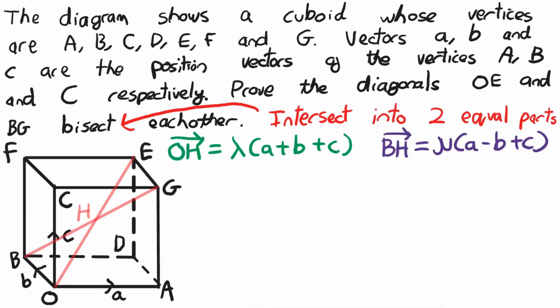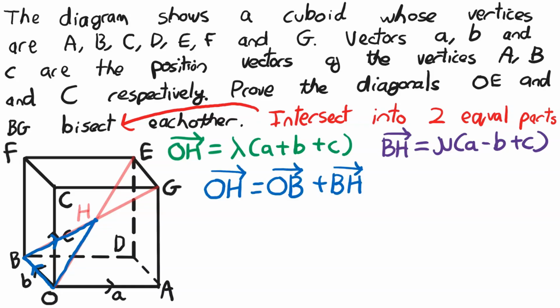Okay, so now we have these expressions that represent OH, so this is this line here, and BH, so this is this line here. Okay, so now we're going to do something quite interesting. What we're going to do is say that there is another way that we can represent OH. Starting from O, we can go across here to B, so this is OB, and then we can go up to H using BH in this direction. So what we can say is that OH is equal to OB plus BH.